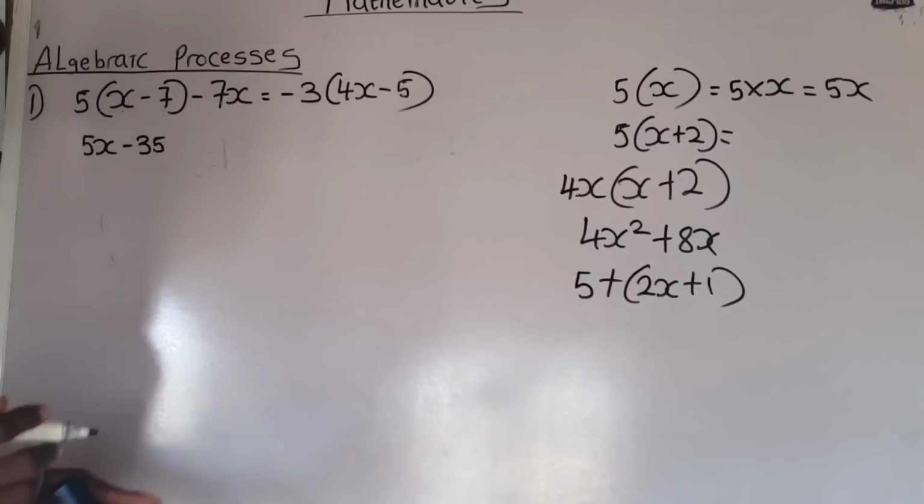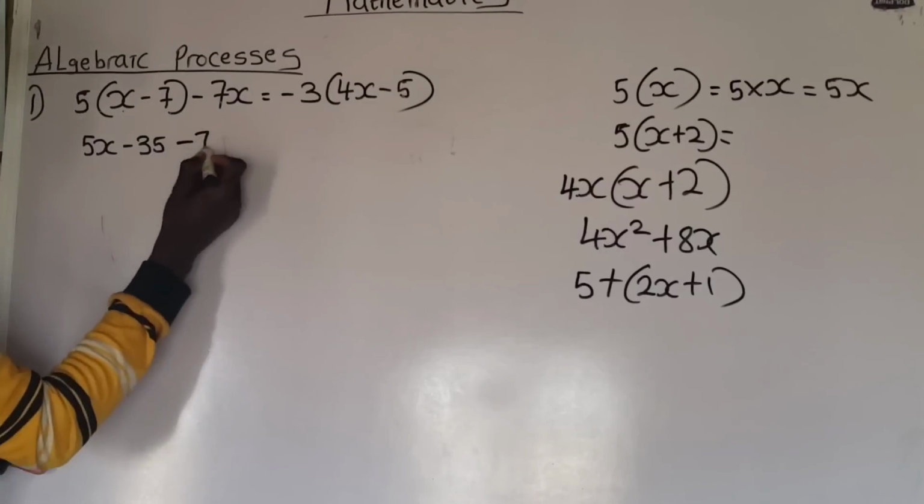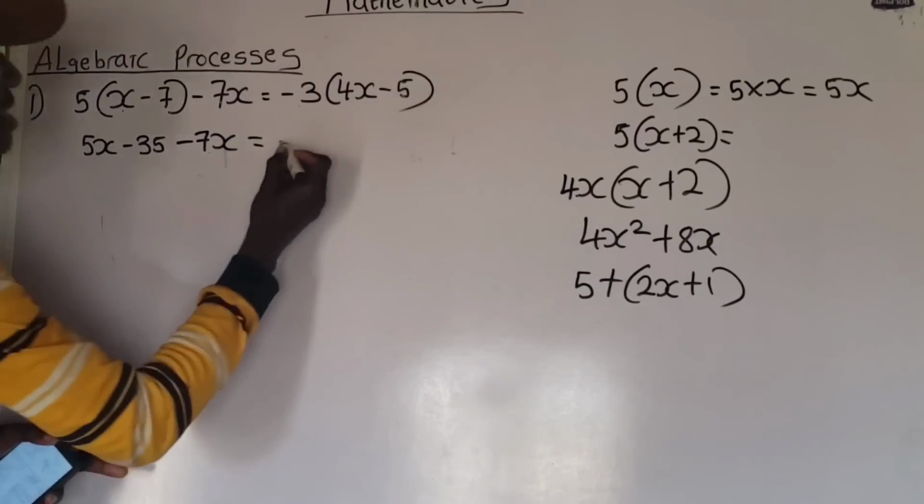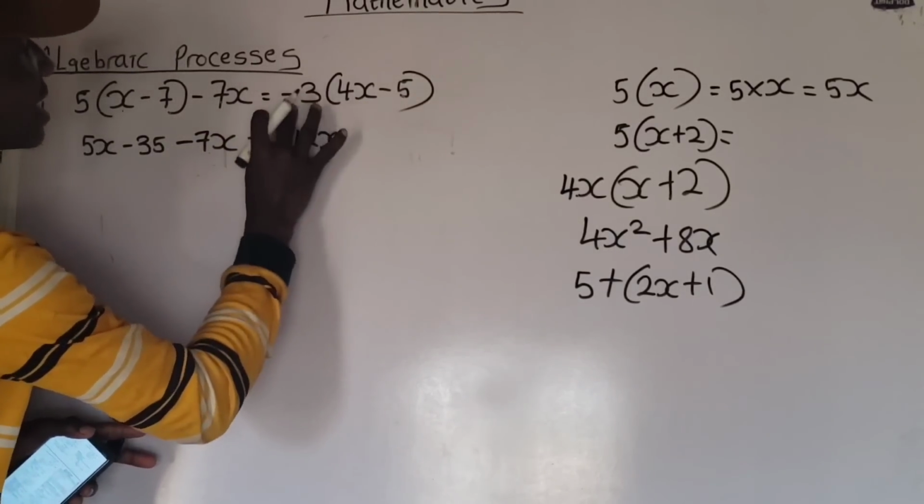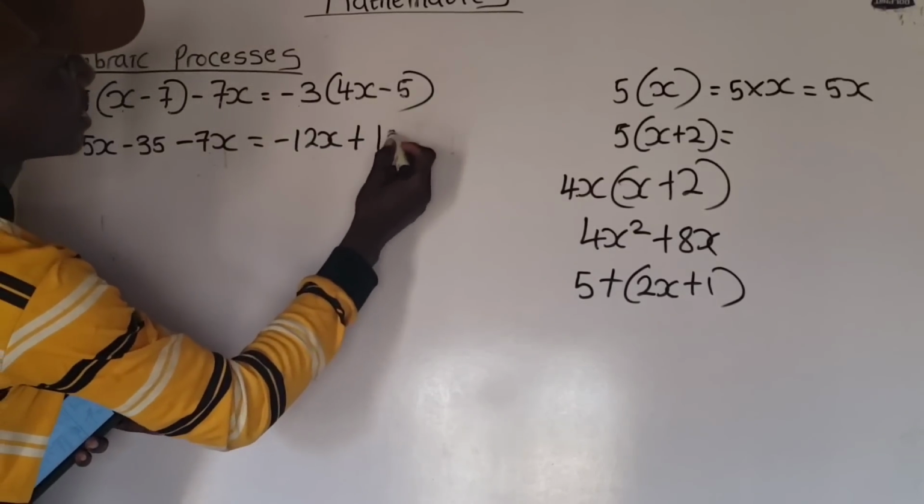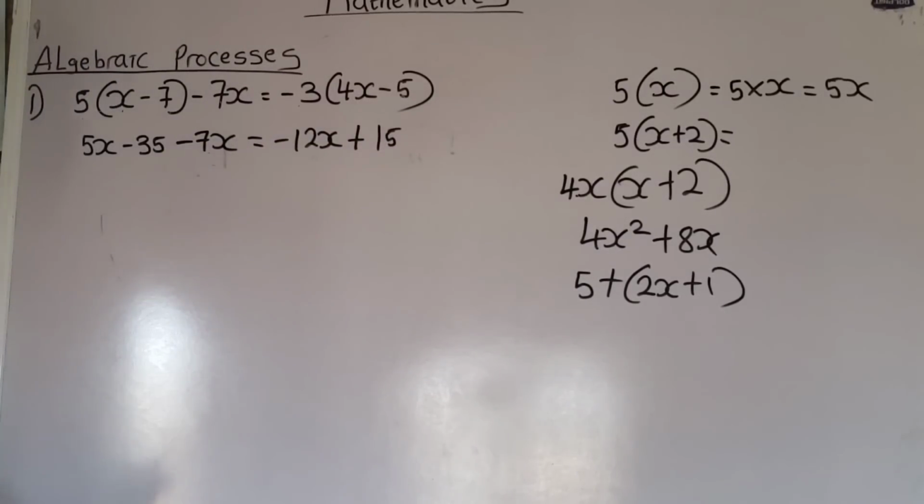So pay attention. Okay, for this, I'm going to have negative 7x equals to, okay, negative 3 multiplied by 4x. That will be negative 12x. Negative 3 multiplied by negative 5. That is positive 15. Okay, let me quickly teach you the rule of sign.